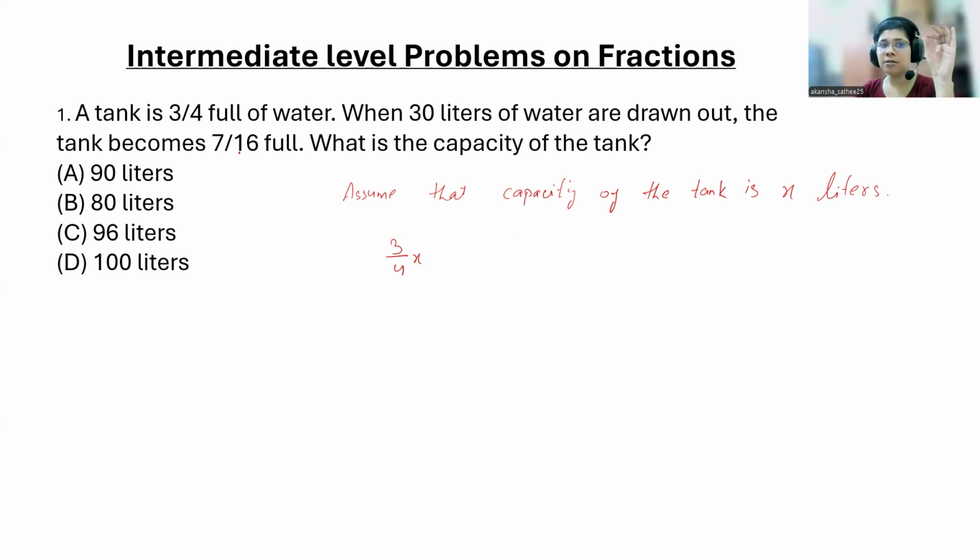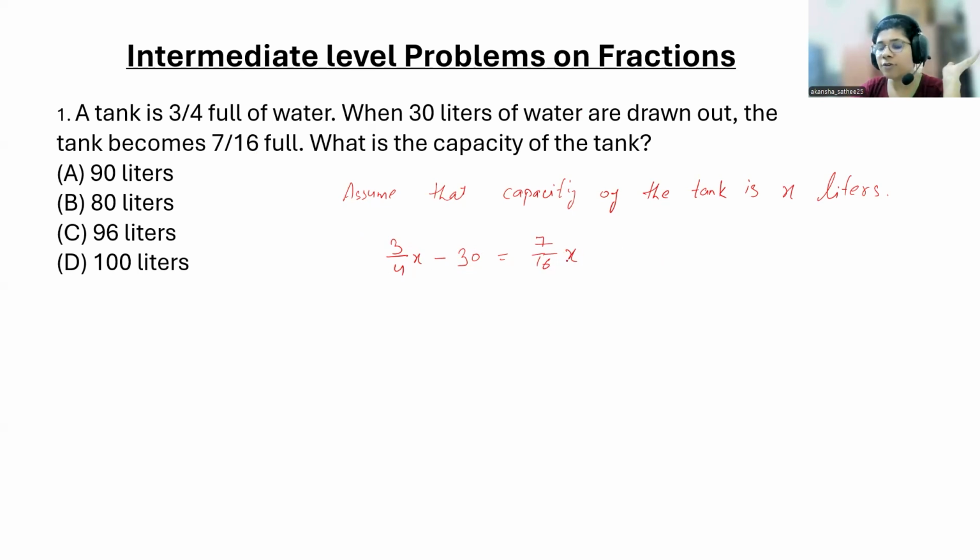So initially there was 3 by 4 full water, right? The tank is 3 by 4 full of water, and then you are removing 30 liters. So minus 30 liters, the remaining is 7 by 16 of X. Just see if it is fine. So initially you have 3 by 4 of X water in your tank. Now you have removed 30 liters and the remaining is 7 by 16 X.